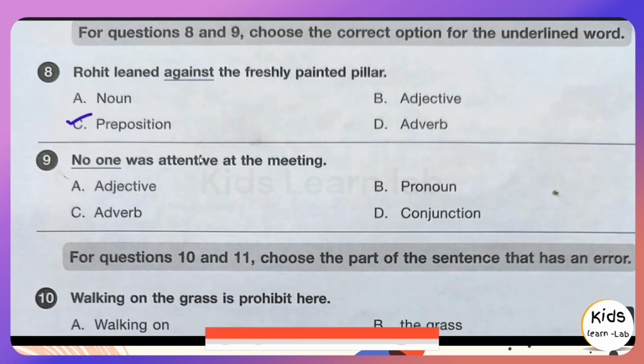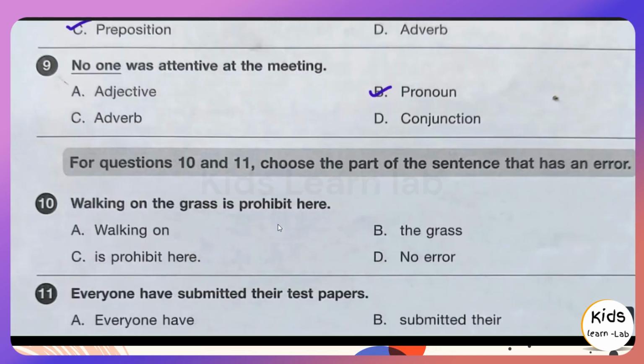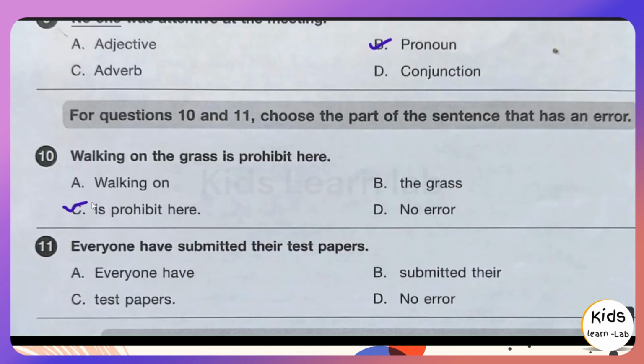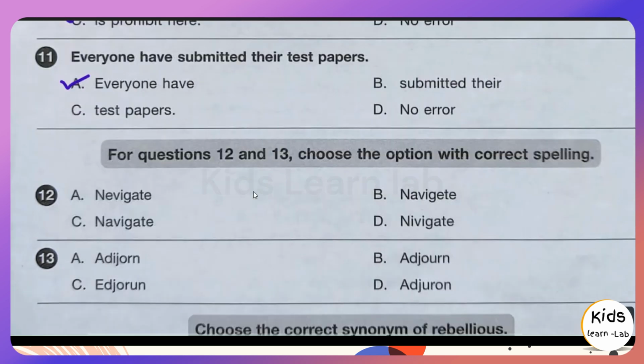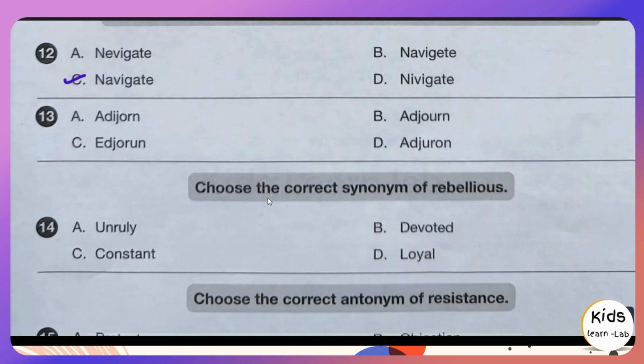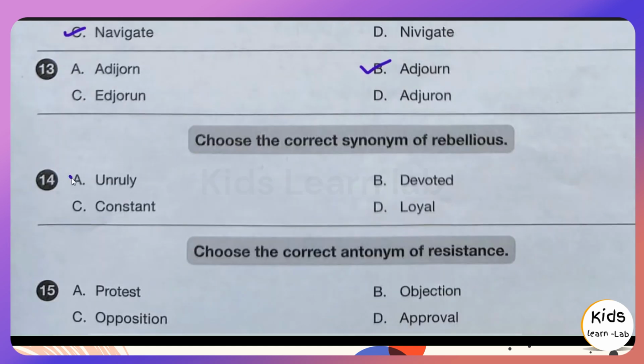Eighth question answer is option C. Ninth question answer is option B. 10th question answer is option C. 11th question answer is option A. 12th question answer is option C. 13th question answer is option B. 14th question answer is option A.